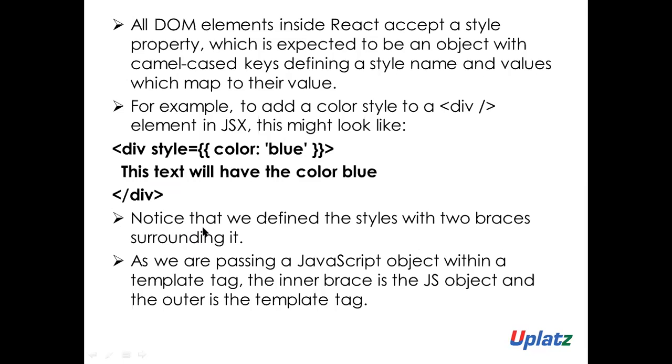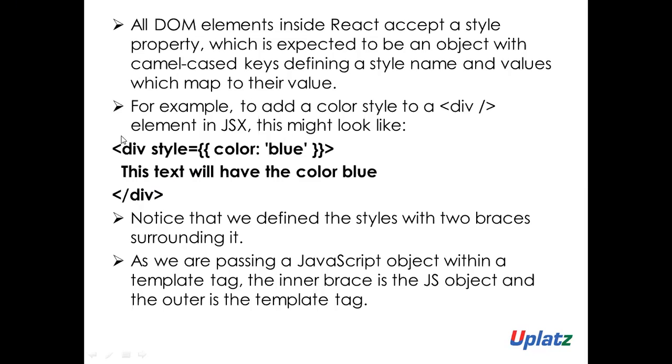So now we need to notice we define the style with two braces surrounding it. As we are passing a JavaScript object within a template tag, the inner brace will be our JS object and the outer would be the template tag. So you need to be very careful, because a DOM element inside React will accept the style property that would be an object with camel case keys. And in order to add a color to that, your JSX would look like this.